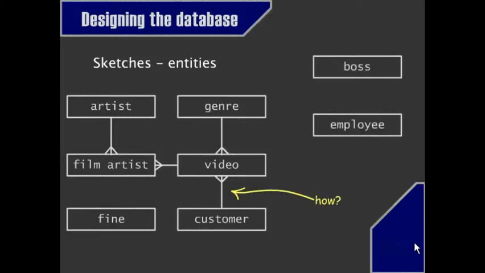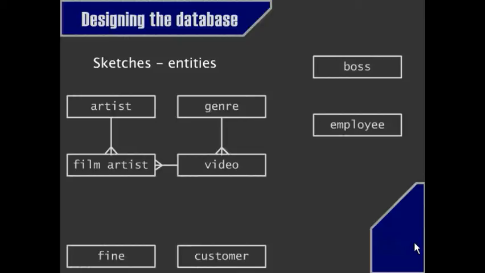A way around this would be to, first of all, remove the direct relationship between the video and the customer, and then to break down the video entity itself. So now we have the video having several rents to the customer.